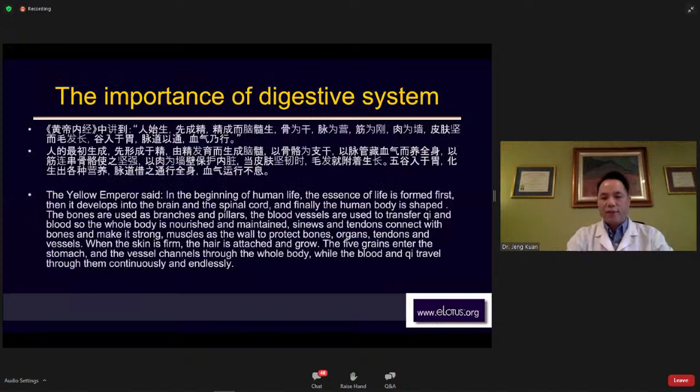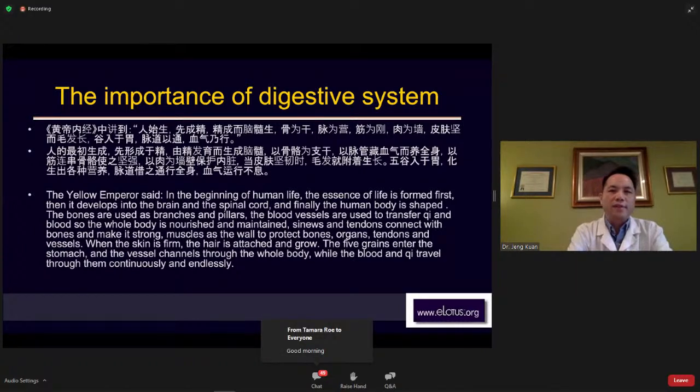All right. So IBS is part of the issue in the digestive system. So we're going to talk about the importance of the digestive system first. Here I have a paragraph from 黄帝内经, the Yellow Emperor's Canon of Inner Medicine.